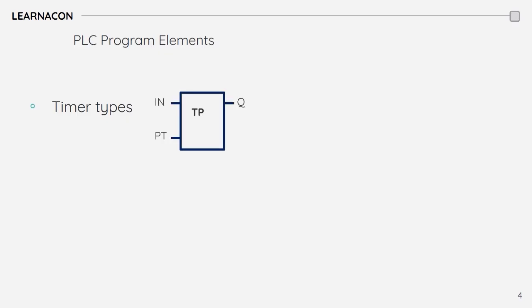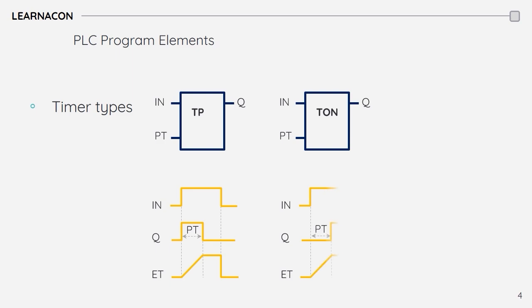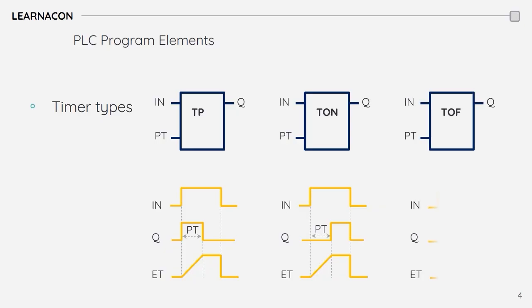Pulse timer: when the input is activated with a rising edge, timer output gets active for the duration specified by the PT parameter. On delay timer: when the input is activated with the rising edge, timer output gets active after a configured delay time specified by the PT parameter. Off delay timer: when the input is deactivated with the falling edge, timer output will be deactivated after a configured delay time specified by the PT parameter.